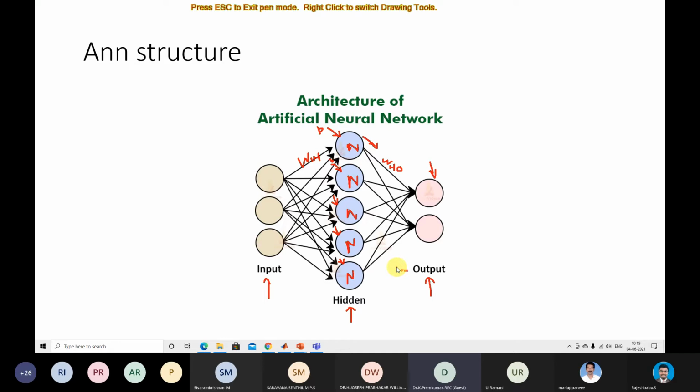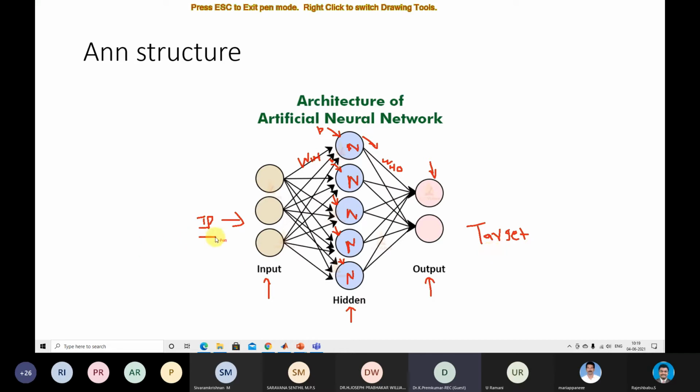So for that you need to collect the data, known as input data, and then your target data. So you have to collect the data first. After collecting the input and the target data, we need to train that artificial neural network by means of this input and the target data. So what will happen during the training process?